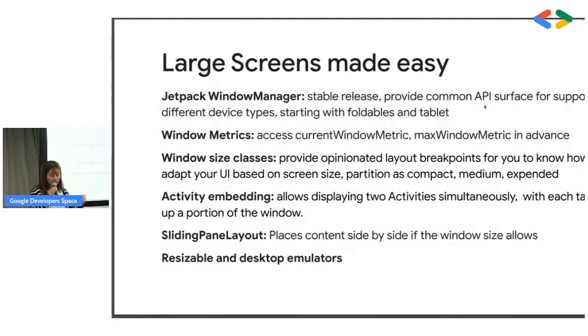And activity embedding allows displaying two activities simultaneously, and along with the sliding pane layout, it is able to show them side by side if the window size allows. And for testing, no worries, resizable and desktop emulators are out, so you can try your app on all screen types.